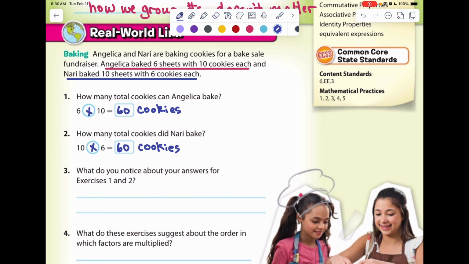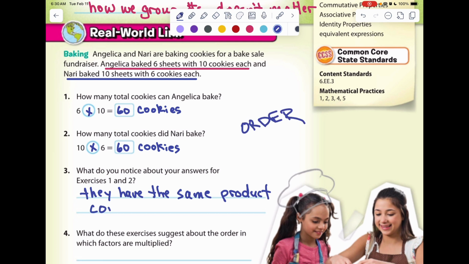So what do we notice about these? Okay, they have the same product. Okay, and since we already skipped ahead and found out about our properties, what property is that? Did they group these numbers differently, or did they move the numbers? Did they change the order? They changed the order, right? They changed the order, so this is commutative property.